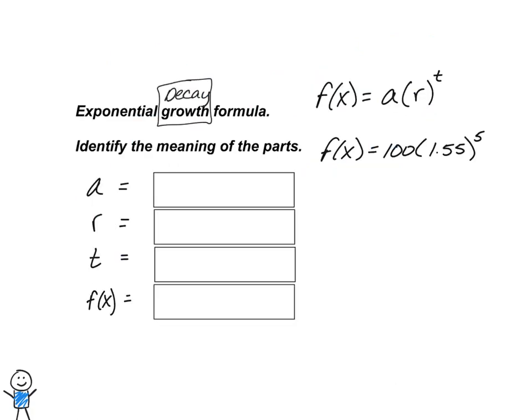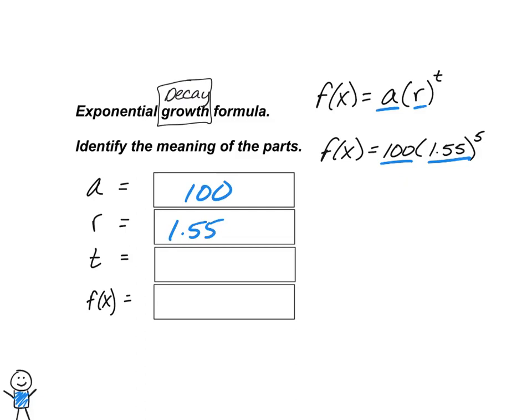Let's take a look at an example here. This says the exponential growth or decay formula is represented by this, which we talked about on the previous slide. Identify the meaning of the parts. So this is an actual one with numbers in it. And let's see if we can identify the different components. Well, A, remember, represented the starting amount. In our case, we started with 100 of whatever it is that we're looking at. The R represents the rate, either of growth or decay. In this case, our rate is 1.55.